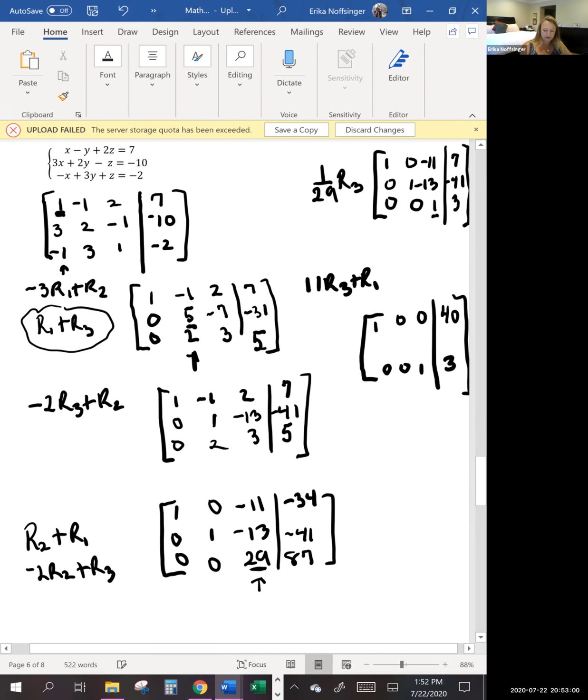Getting rid of the -13 here, we can do 13 row 3 plus row 2. So we get 0, 1, 0. 13 times 3 is 39. 39 minus 41 is -2.